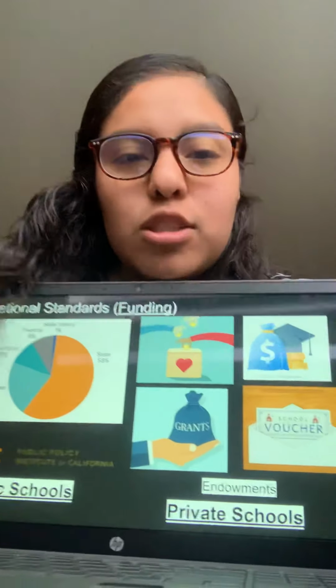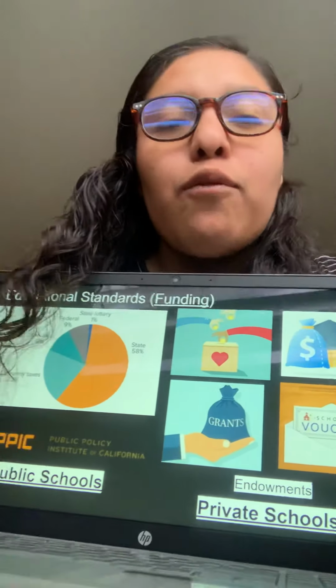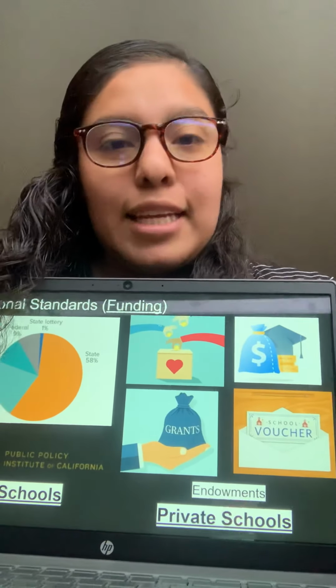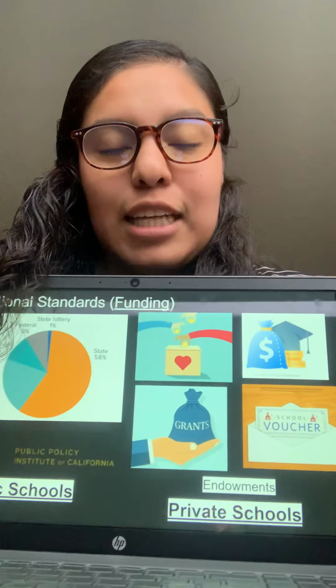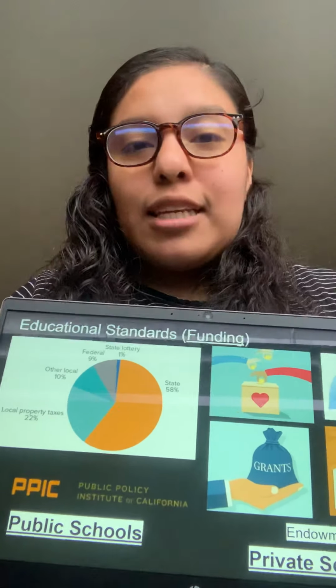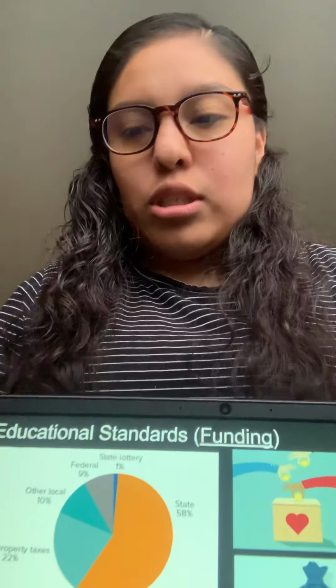When we look at private institutions, we know that they are funded through the students' tuition, endowments, donations, and lastly, grants. So we get to see how the government plays a role in different funding for both institutions. Now, due to public schools being funded the way they are, they are forced to follow the regulations placed by the politicians who hold these positions in the government.